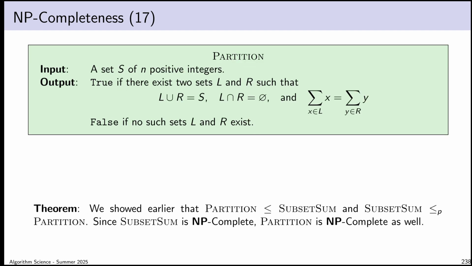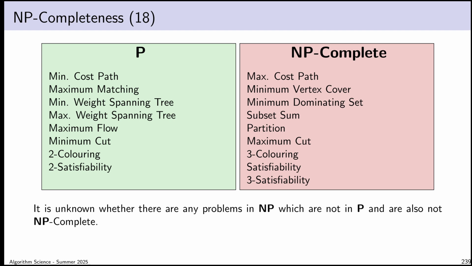Partition is NP-complete. And that's because we earlier reduced, in polynomial time, partition to subset sum, and also, frankly, subset sum to partition, and this is the direction that we care about. So we know that subset sum is NP-complete, and we can use partition to solve subset sum, which means that partition is NP-complete as well.